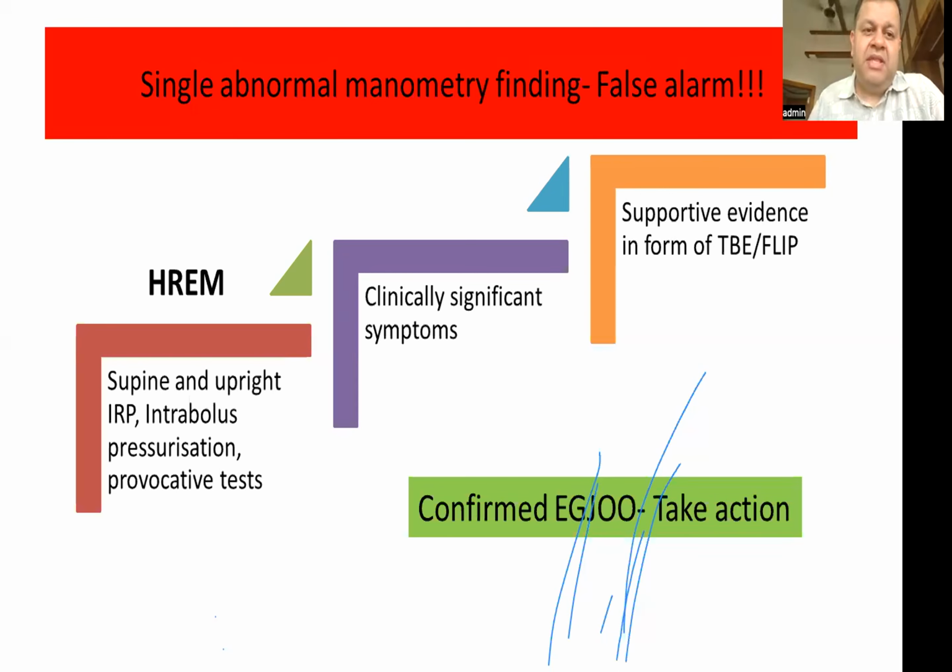We must remember that a single abnormal manometry finding is usually a false alarm. Many times we find that patients have features of EGJ outflow obstruction in supine position, but as soon as we do the test in upright position, everything clears off. Sometimes the catheter has not passed across the EGJ properly, and we can get a false alarm that the patient is having EGJ outflow obstruction. So these things need to be taken into account, and we need to confirm a diagnosis of EGJ outflow obstruction based on all three parameters, and then decide the best management strategy for the patient.